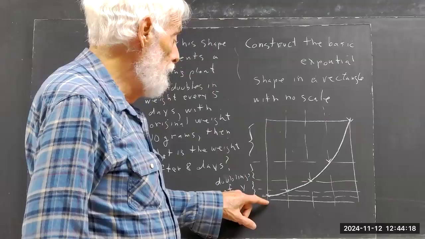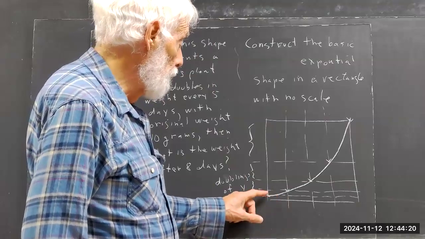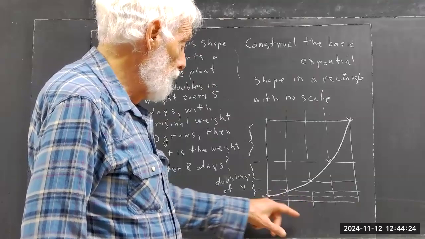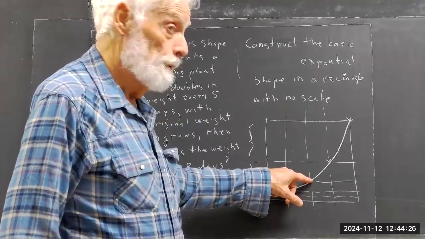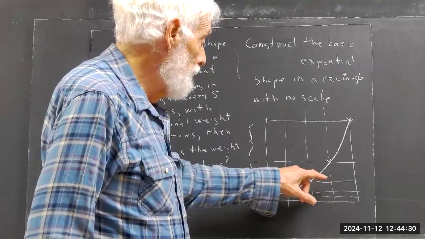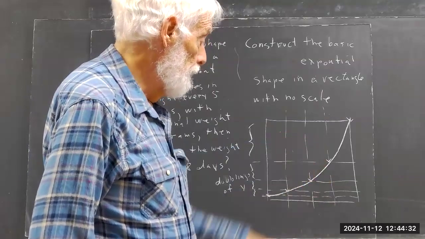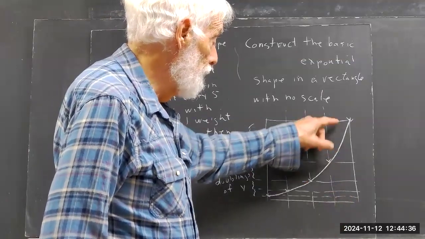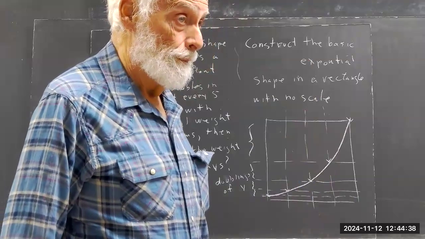Y doubles its value. To go from here to here, y goes from here to here, so it doubles. As we go from here to here, y goes from here to here, so it doubles. As we go from here to here, y goes from here to here, so again it doubles. And if we go from here to here, y goes from this to this, doubles again. Okay.